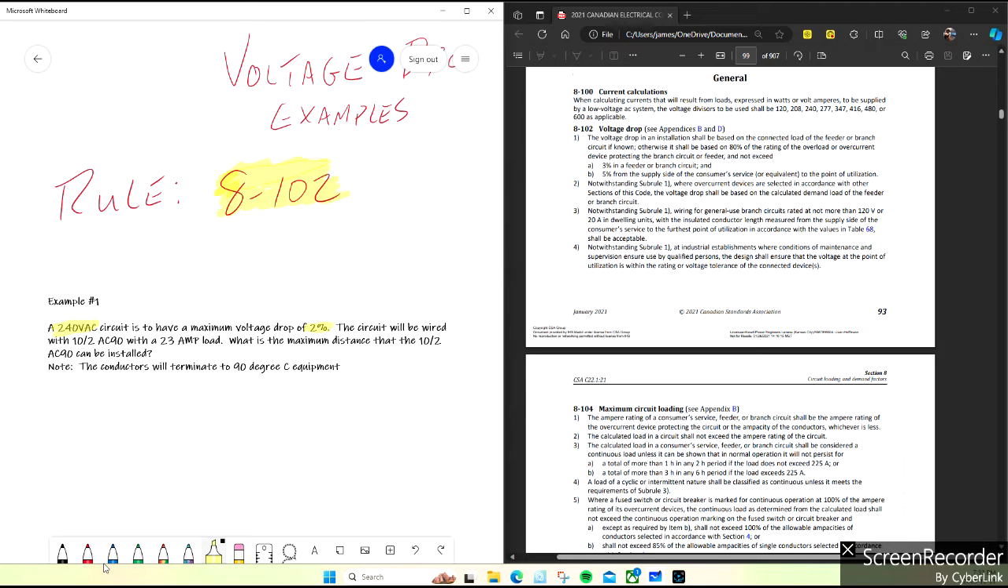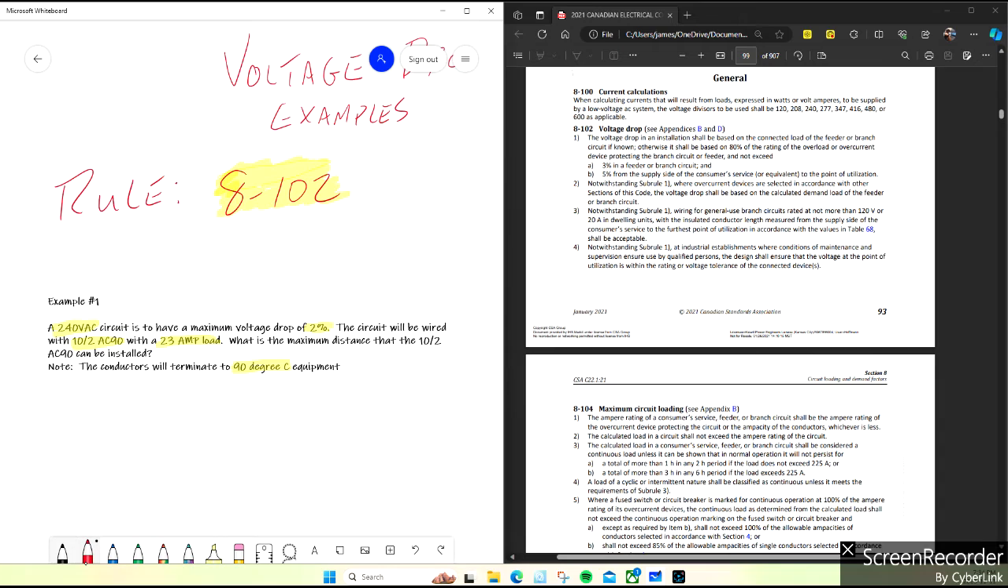The circuit will be wired with 10-2 AC90, and on that 10-2 is a 23 amp load. The question is, what is the maximum distance that the 10-2 AC90 can be installed? We're just going to keep it simple for this one. We're going to terminate on 90-degree rated equipment, just to keep it simple.